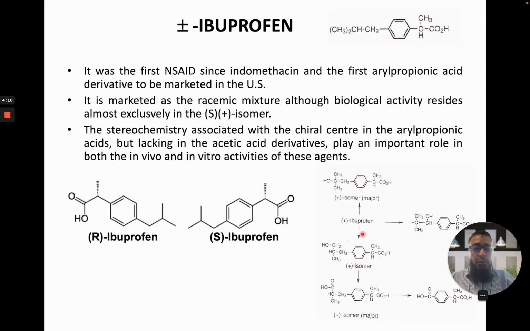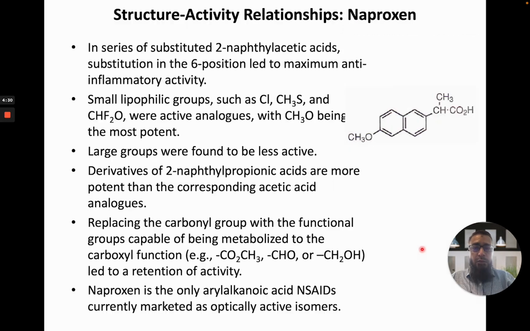So this is the fate of this ibuprofen. It converts ibuprofen into an active metabolite, right? So you can see it converts this part of the molecule into the hydroxylated tertiary butyl group. So these are some of the other fates of the ibuprofen.